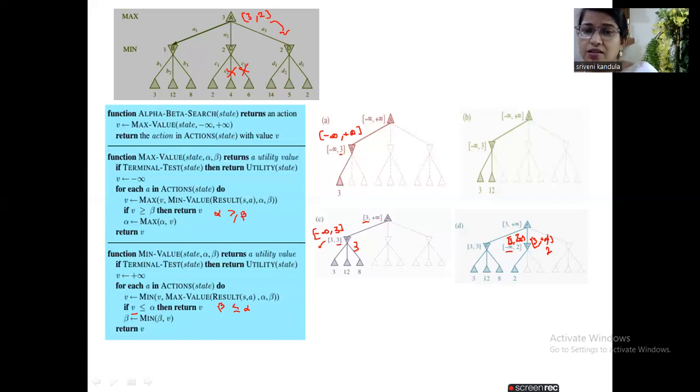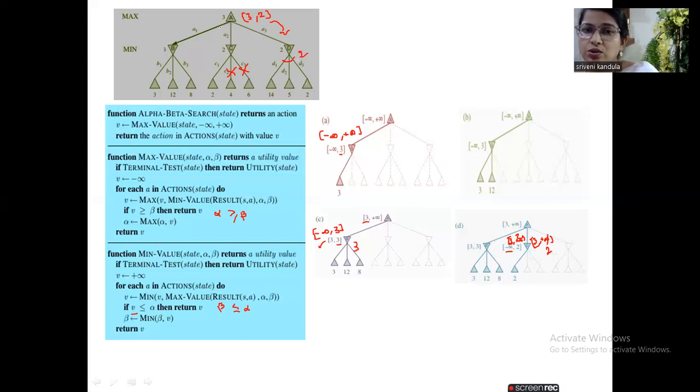Again, 5 is not less than 2. So we will not update. And coming to the last, 2 is equal to 2. Okay. So the value of beta remains the same here also. So here the value at this particular node will be taken as 3.